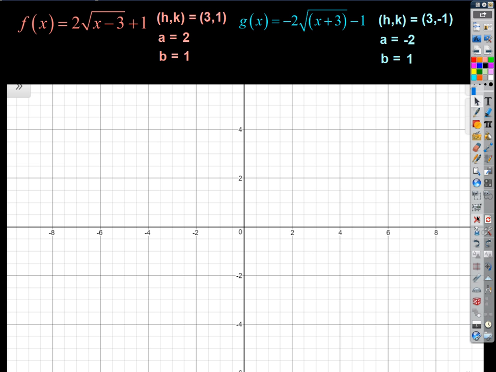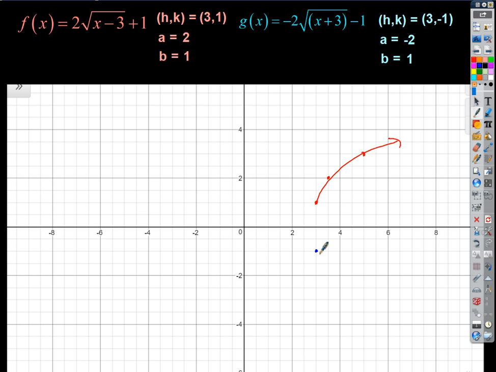Okay, so we already know what this one looks like. We did that one, right? That one had a vertex over 3, up 1. We stretched by a factor of 2, so instead of going over 1 and up 1, we went over 1 and up 2. Instead of going over 4 and up 2, we went up 4. So that's f of x. Now what about g of x? So this time the vertex is going to be at over 3, down 1.